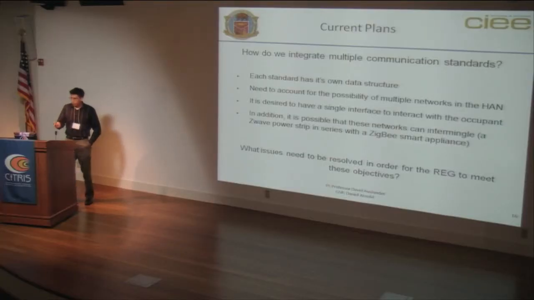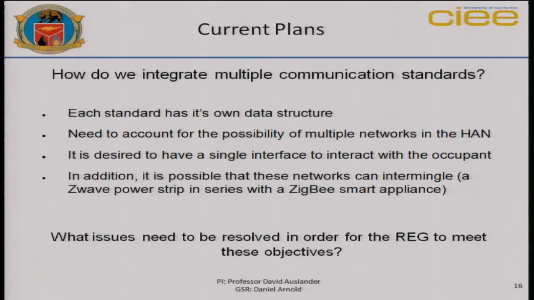So, expanding on the third item on the last slide, how are we going to do this? How are we going to integrate these multiple communication standards? There's a lot of complexity here. Each standard has its own data structure. We need to account for the possibility of multiple standards existing in the home area network. Somebody could have some of their home area network be Z-Wave, some of it Zigbee, some of it Wi-Fi. But we'd still like to have a single interface for the resident to interact with each distinct HAN.